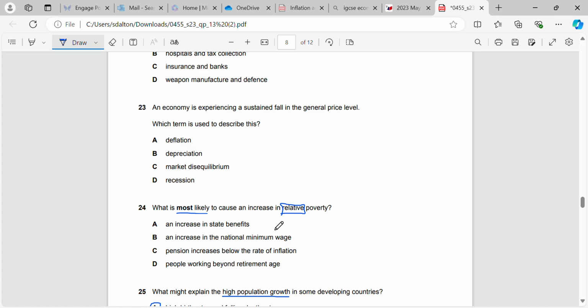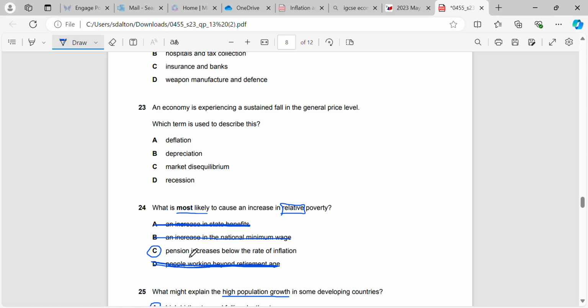So, which one would increase relative poverty? People working beyond retirement age, well, that's likely to decrease relative poverty. They'd be working for longer, they've more money for longer. Increasing state benefits would likely do the same, as you're giving people more money. Increase in national minimum wage, more people are having a better standard of living and earning more money on average. Again, that would decrease relative poverty. The only one that would increase it would be if the pension increases below the rate of inflation.